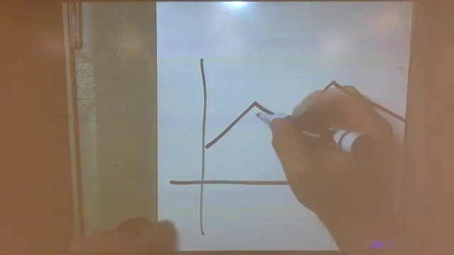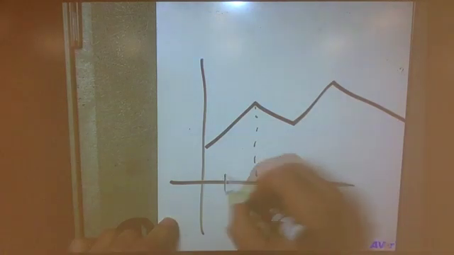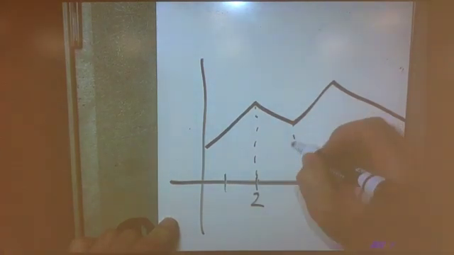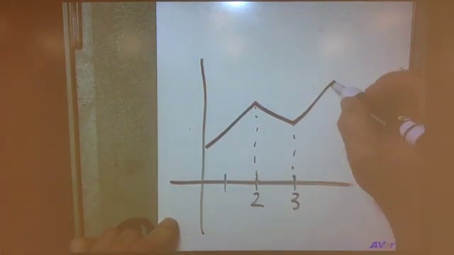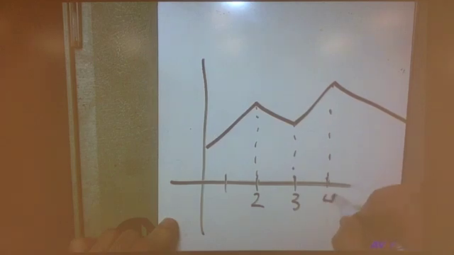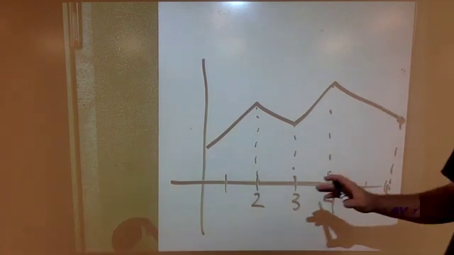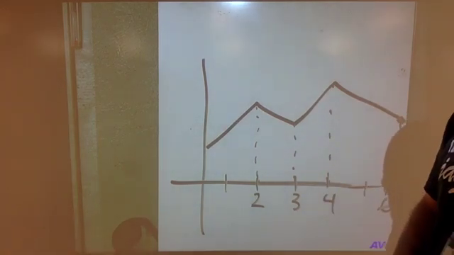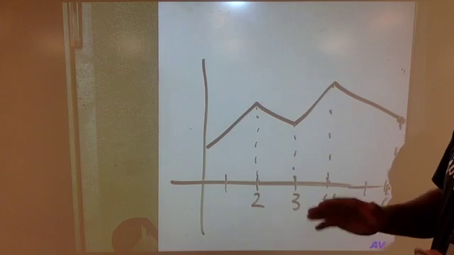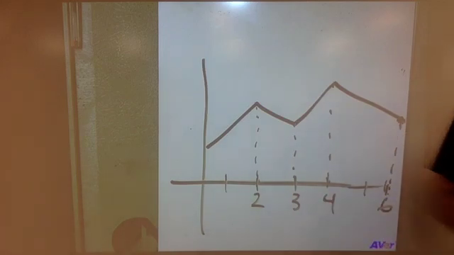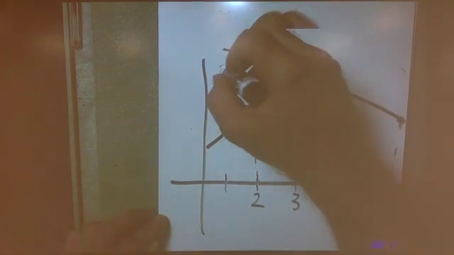So we'll say this is at 2, and this is at 3, and this is at 4, and this is at the end here, we'll say this is at 6. Because when you see a graph like this, you're going to have questions that ask you when or at what interval. A lot of times you'll see the word interval.